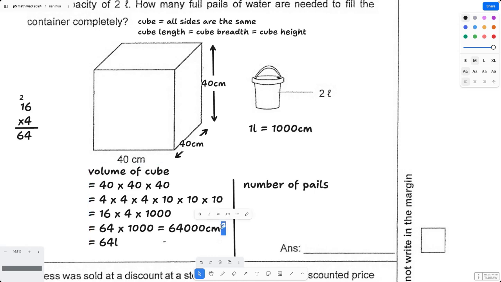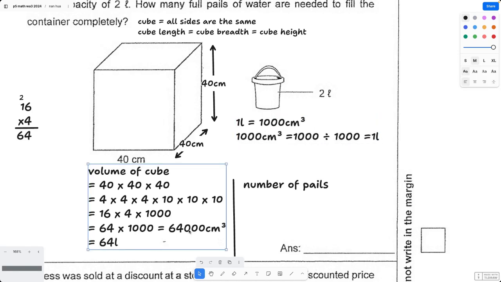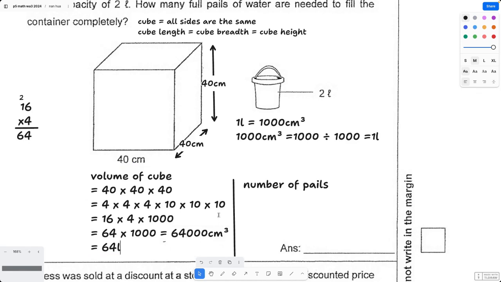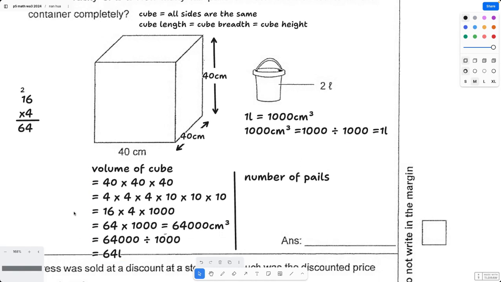In this case over here, let me copy this. So the reverse is the same: 1000 centimeter cube is equal to 1 liter. How we get that is basically 1000 divided by 1000, and then we get 1 liter. So for 64,000, we get 64 liters because we divide by 1000. If I were to add one more step, in this case, 64,000 centimeter cube, which is also equal to, divided by 1000, is 64 liters.